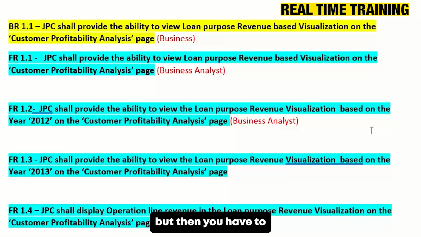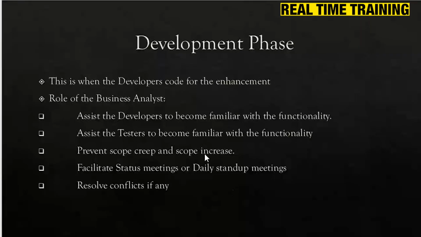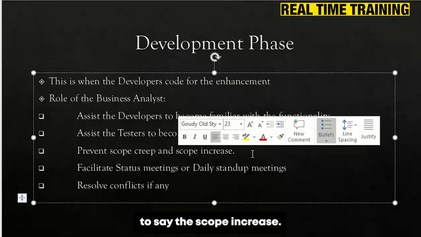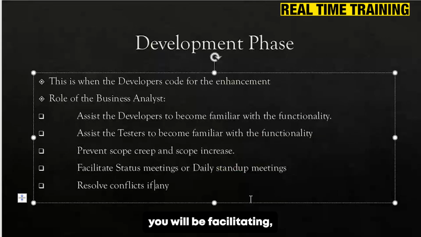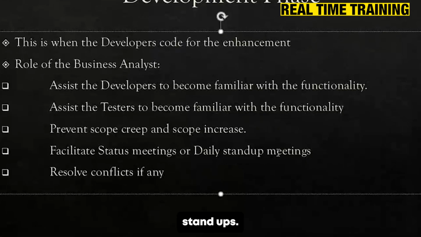But then you have to try your best to prevent scope creep, or I'm sorry, scope increase. If they come up with a change request, you have to try your best to prevent it. So unless and until it's really, really critical, you have to always say no to change request or scope increase. Another way to say it is scope increase. So you'll be facilitating status meetings or daily stand-ups. You'll be resolving conflicts if any.